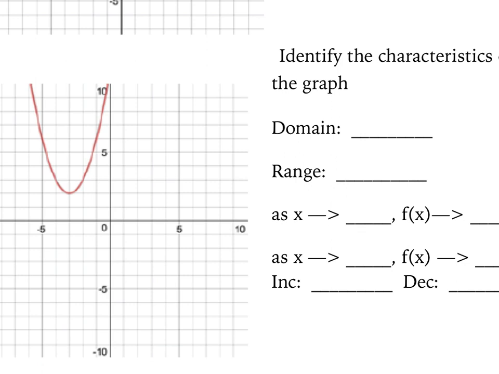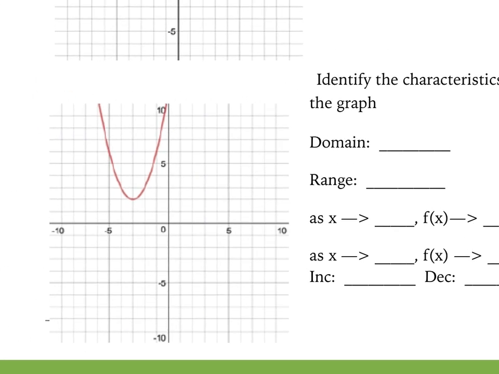Domain. From left to right. Where is this going? Negative infinity, positive infinity. Yeah, it's going left forever, right forever. So negative infinity to positive infinity. The range, which again is just the y, just on the y. Where's this starting? 2? Negative 2? Is it starting at 2? You were right. So if we look, this is where it's starting, and that's at 2. And where's it going? Infinity. It's going up forever. Good.